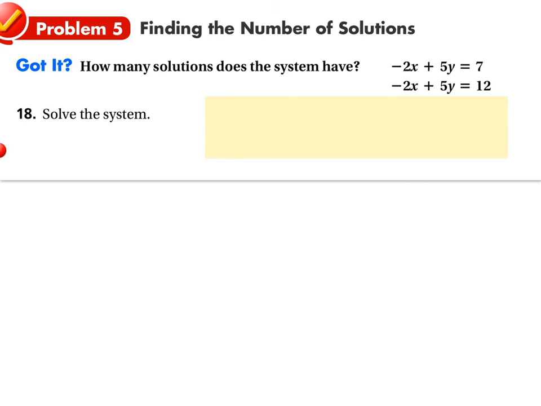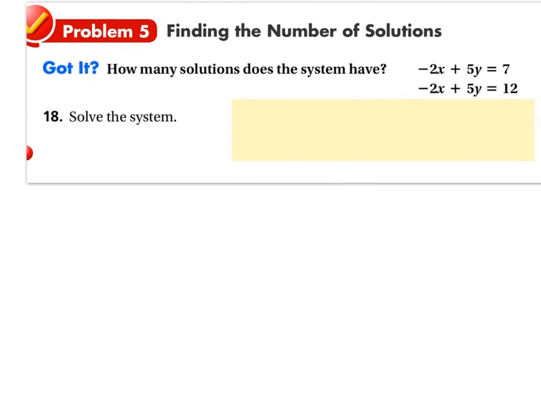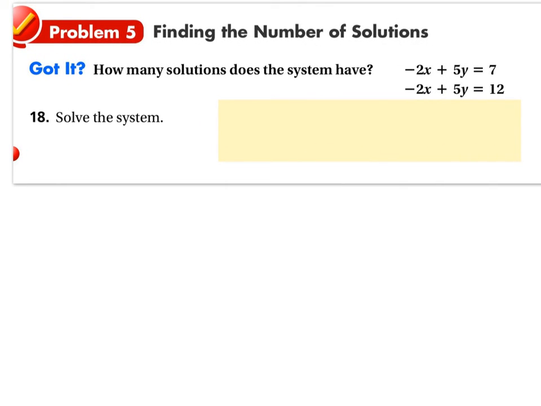Problem 5. How many solutions does the system have? Well, looking at this, we can combine these. When we combine these, we get -4x plus 10y equals 19. Well, that doesn't really help us, so we're going to take that off. Pretend we didn't do that.